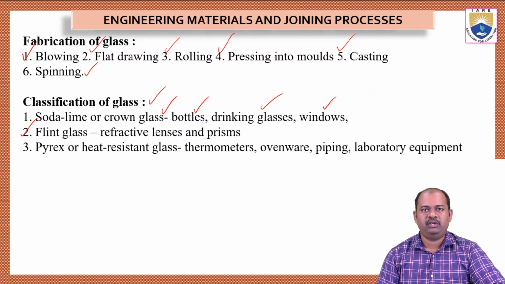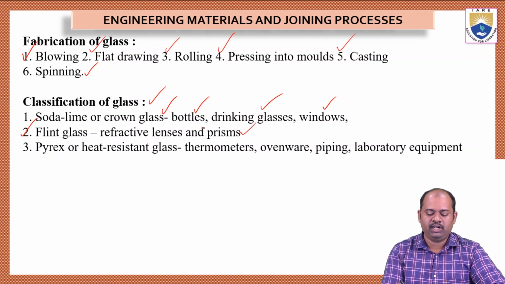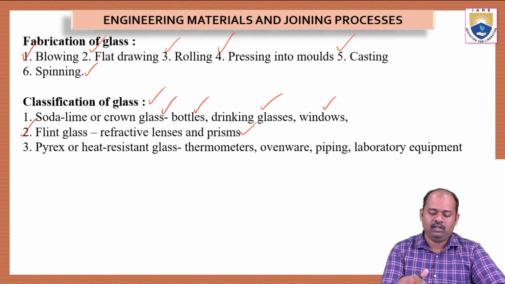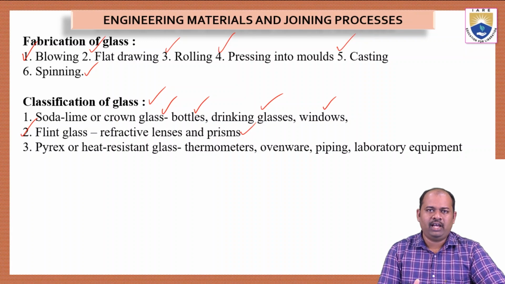And then we have the second type of glass, that is flint glass. This is used for refractive lenses and prisms. In olden days, we used to buy a small triangular prism, and when we see through it, we can see multiple colors. They are called prisms, and refractive lenses can also be made with this flint glass. All the eyewear, all the sunglasses, are made of this flint glass.